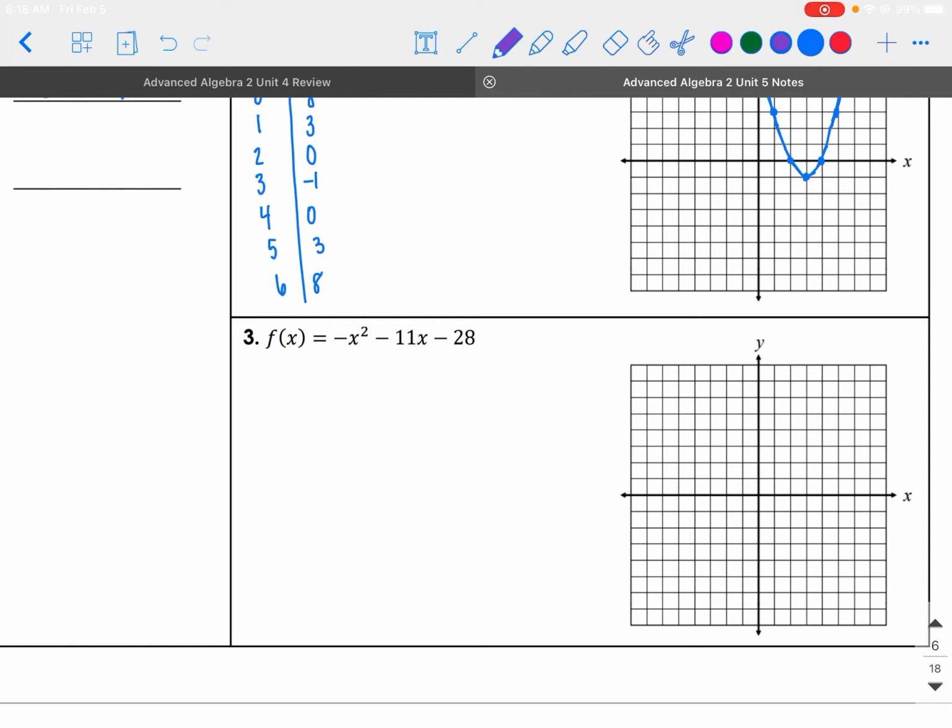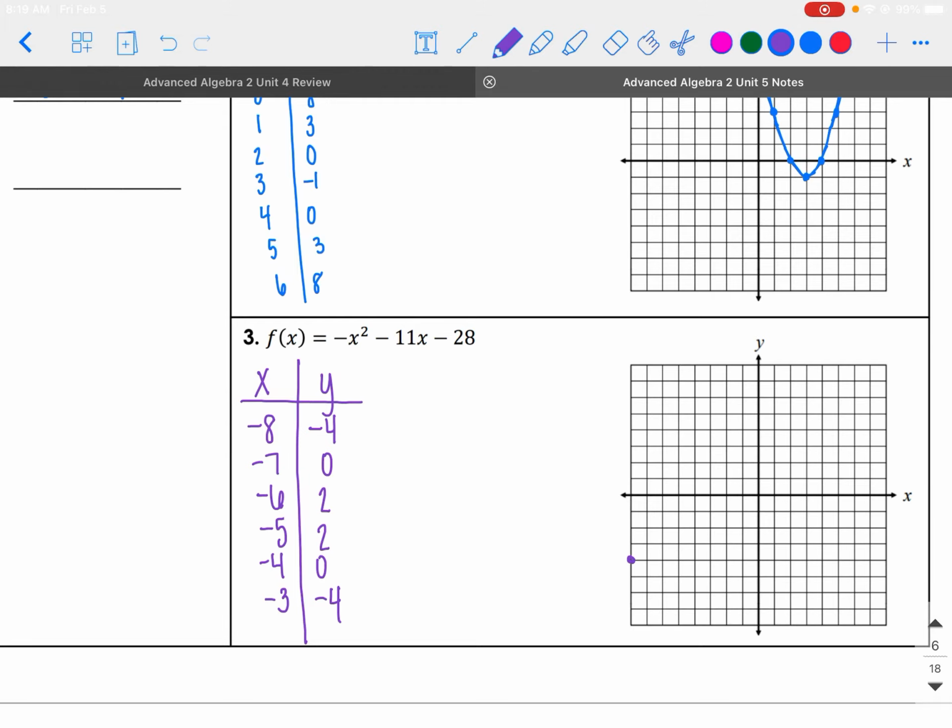All right, last one. Try to access your table. So we have negative 8, negative 4; negative 7, 0; negative 6, 2; negative 5, 2; negative 4, 0; negative 3, negative 4; and that's all that will fit.